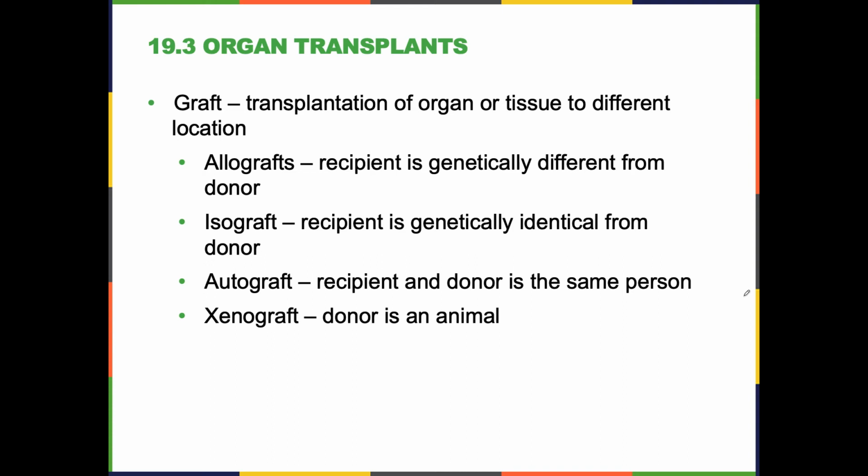And then a xenograft is when the donor is an animal. I think you've heard of this, where you can get a pig heart, and it's almost always pig because their organs are very similar to human, transplanted into a person. So those are possible as well. Okay, so we of course have to do transplants, because in cases where you have organ failure.